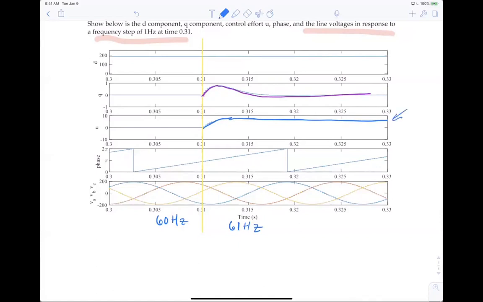But this is in radians, okay? So it's not in hertz. That's why it's not 1.